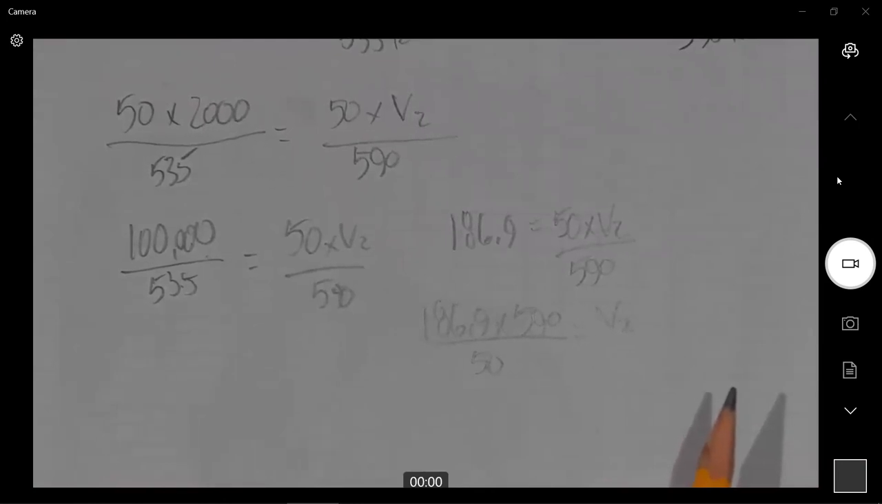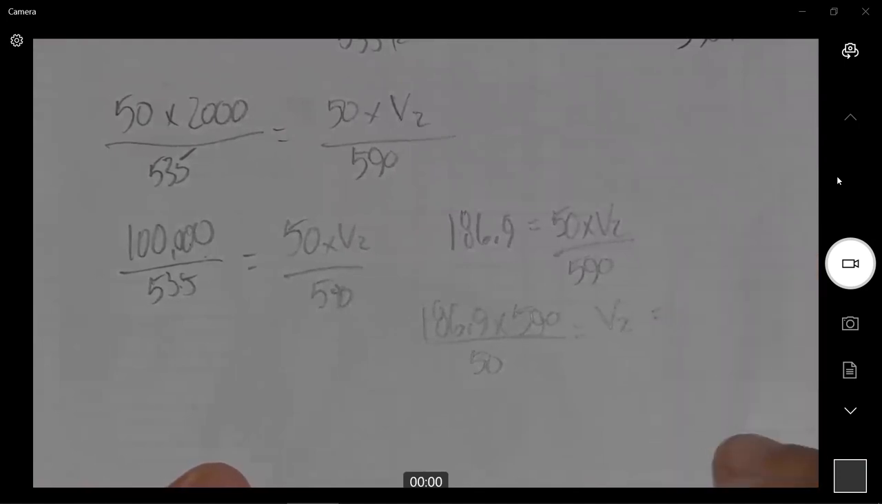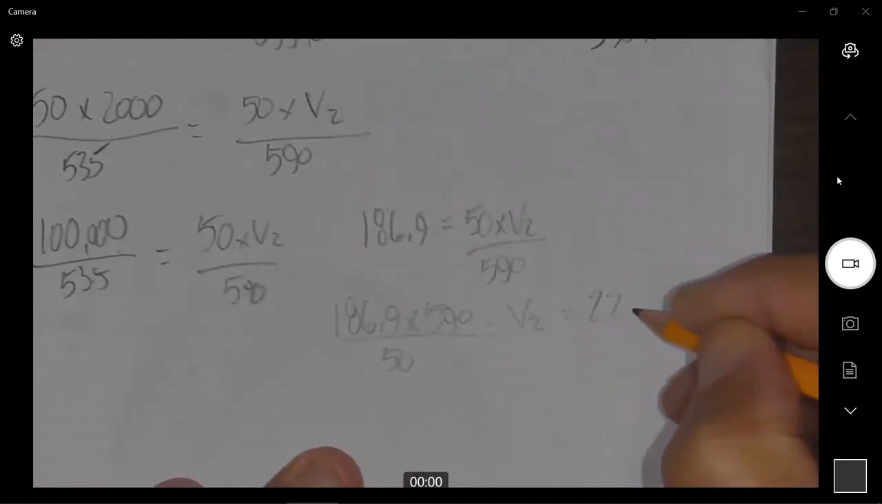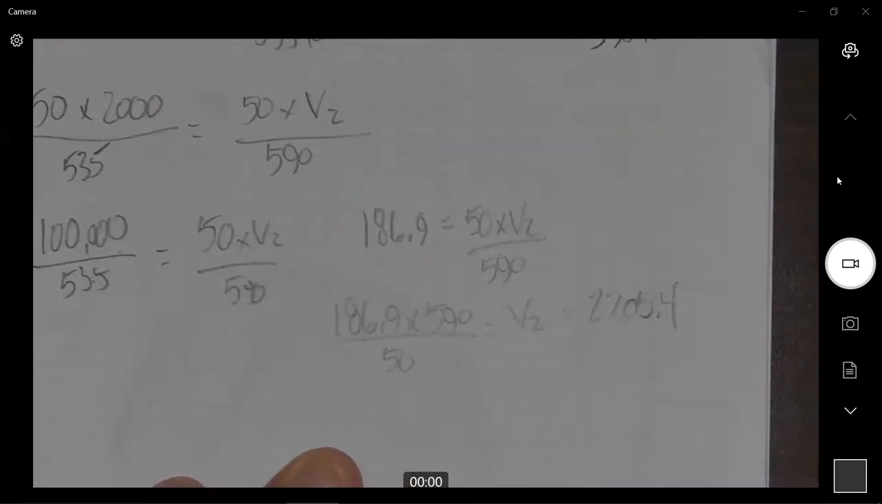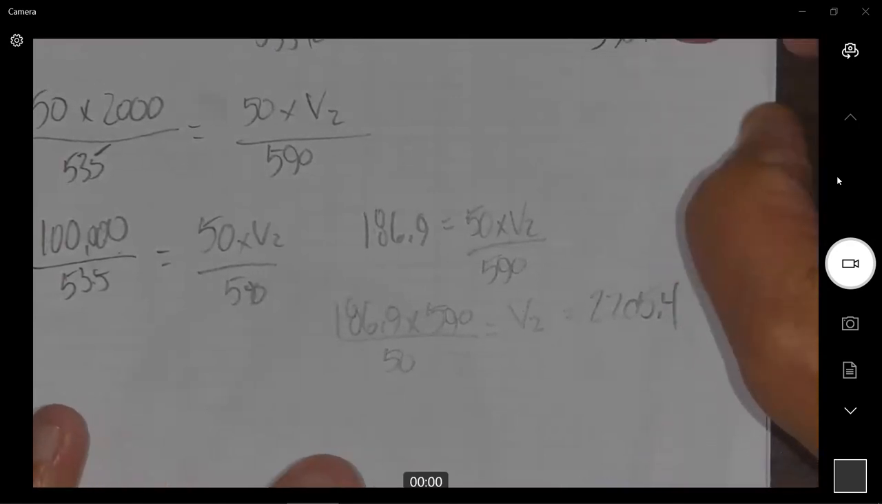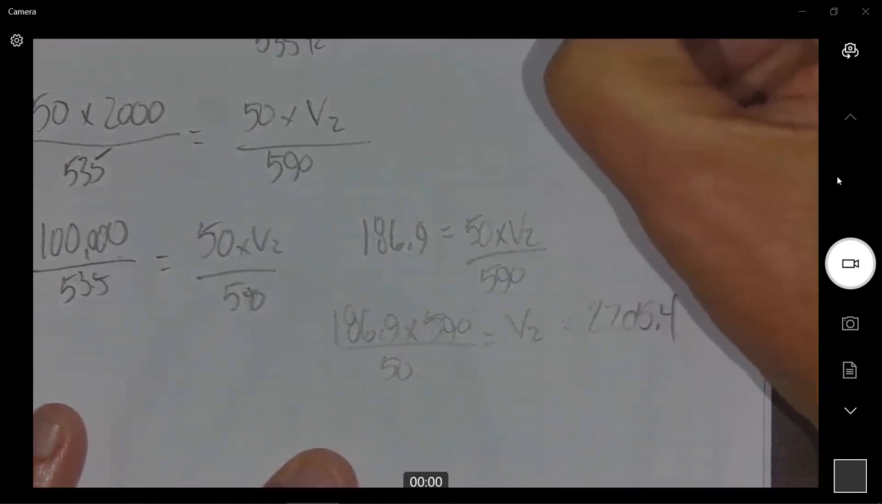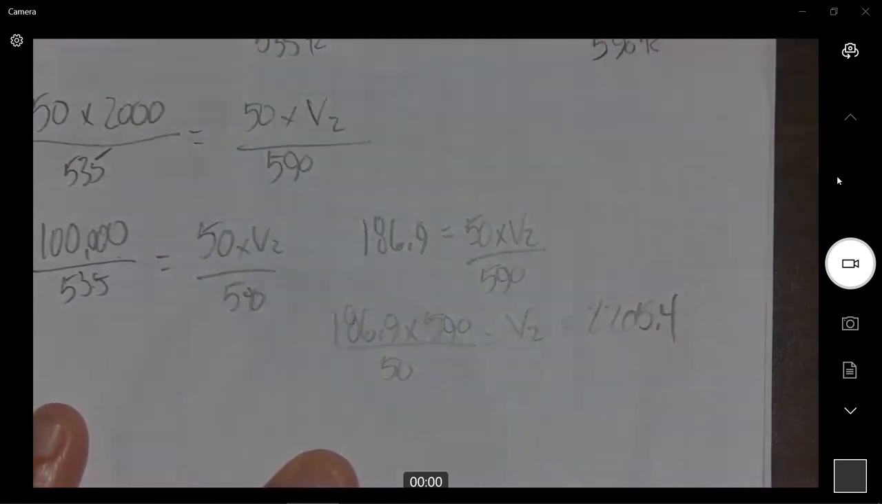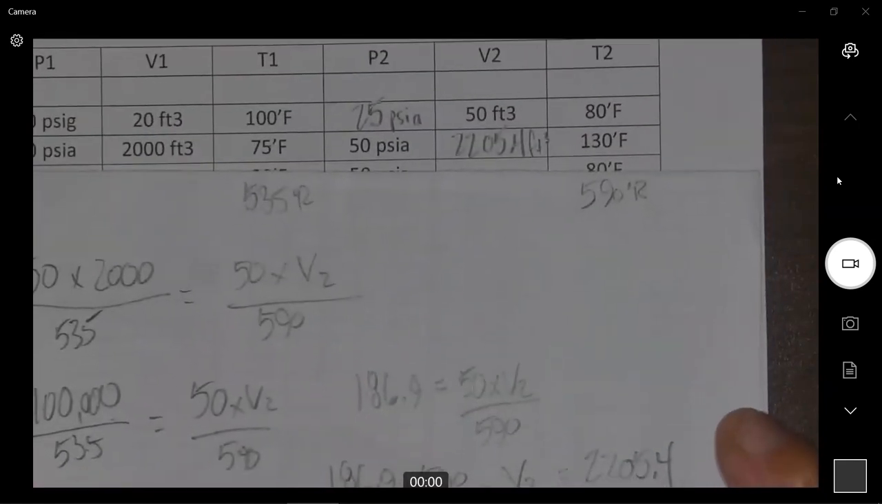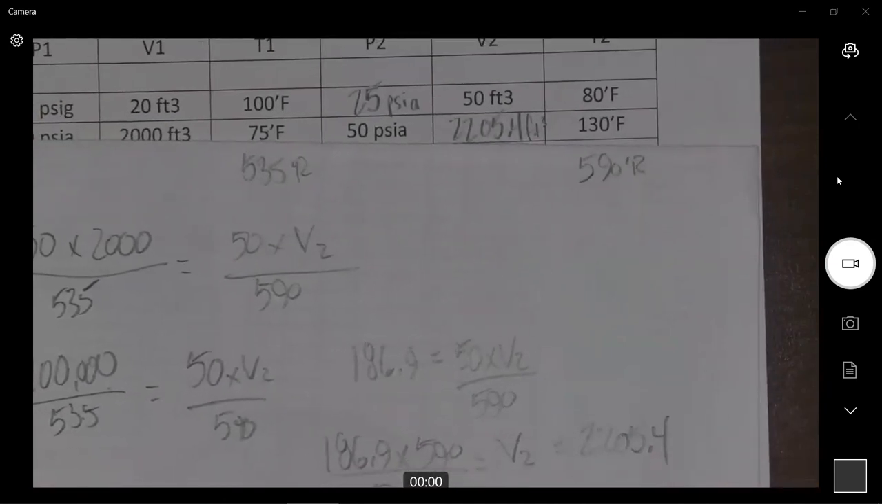186.9 times 590 divided by 50, 2,205.4. So 2205.4 cubic feet. I need to get that in the picture. I'm going to zoom out here a little bit.